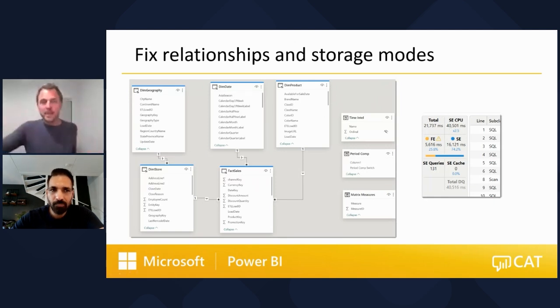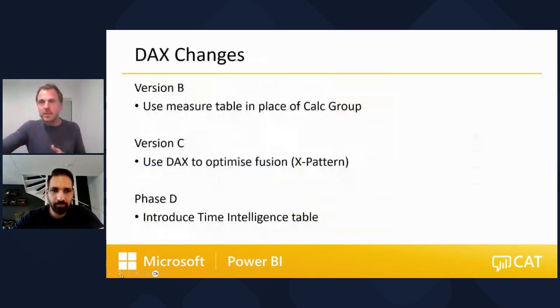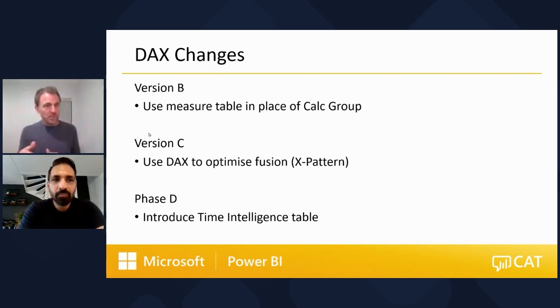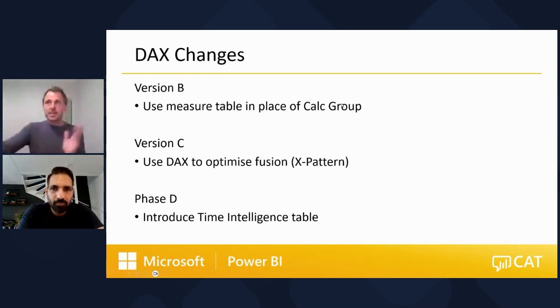Then what I did was I went through 3 layers of optimization, and I'm not going to dwell on them. Version 1, in this particular case, removes the calculation group. Now, calculation groups are fantastic to help measure sprawl, but unfortunately, in some situations, they can block fusion. So I'm going to show you what server timings are, just simply by replacing a calculation group with a disconnected table.